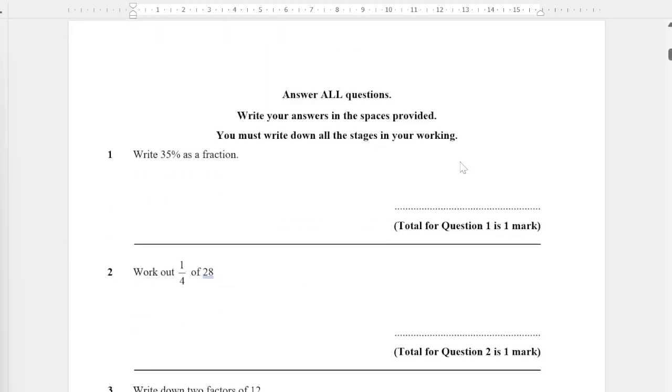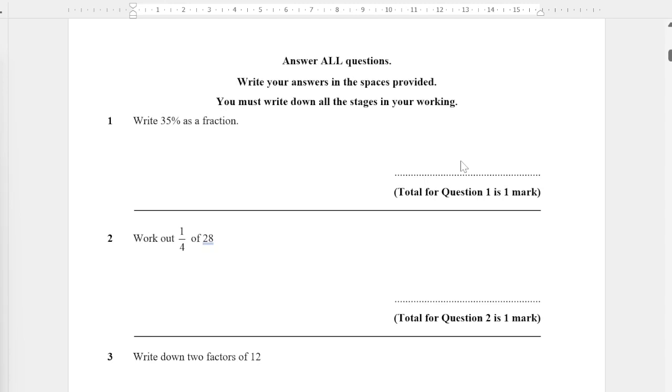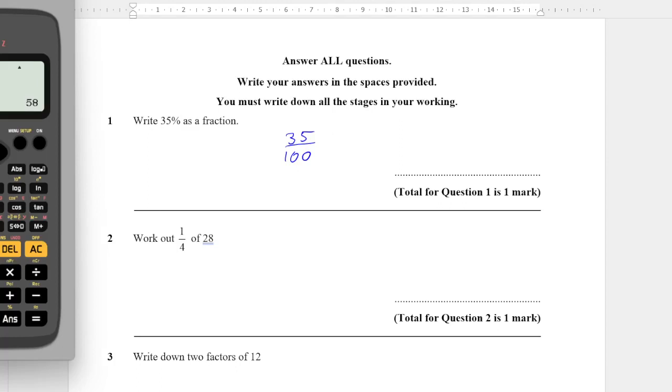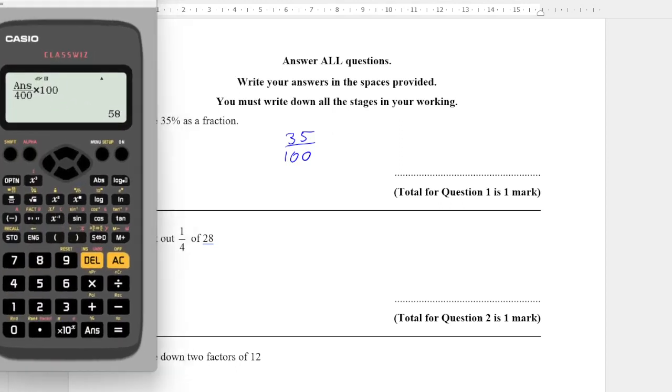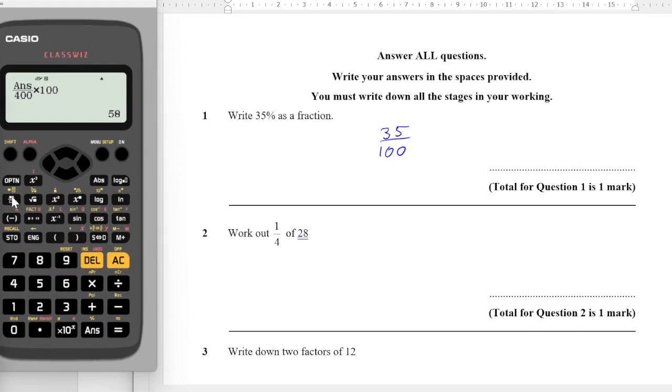Right, so question 1, write 35% as a fraction. So this is a calculator paper. It doesn't say simplest form though, but on a calculator there's no excuse really not to, because you can use a calculator for it. So let's enter that like that. 35 out of 100, and the calculator will automatically simplify it for me down to 7 out of 20.